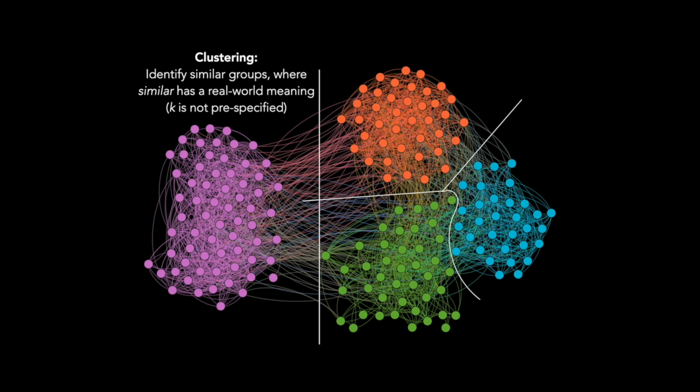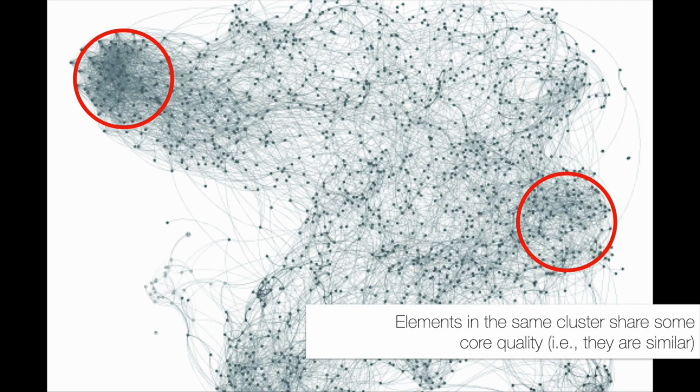So in the general case, we've talked about clustering as identifying groups where objects in these groups are similar, where similar has some sort of real-world meaning. And maybe we've specified K beforehand. If we were doing partitioning, maybe we haven't necessarily pre-specified K, or at least you can do clustering without having to specify K up front, though you definitely can. And we'll talk about that.